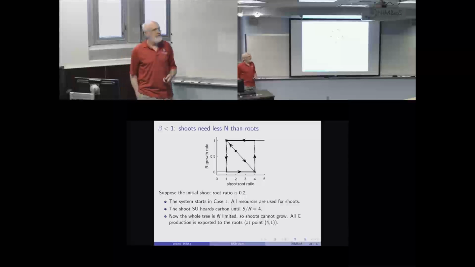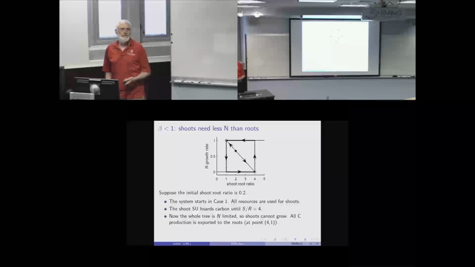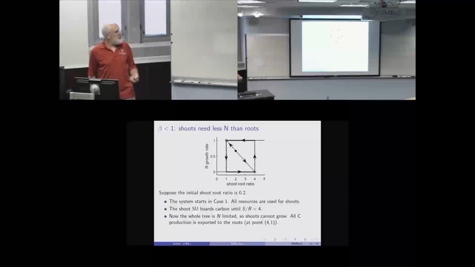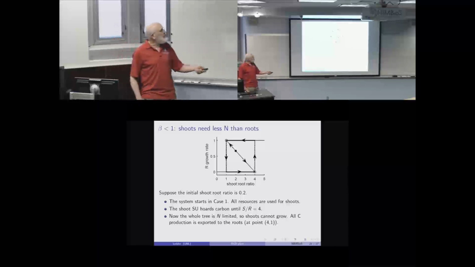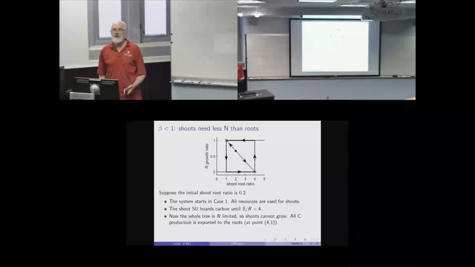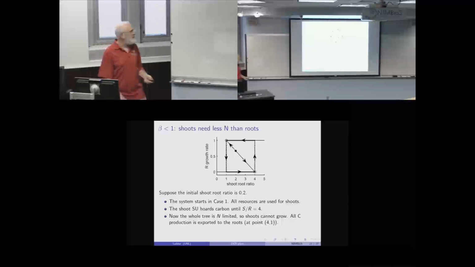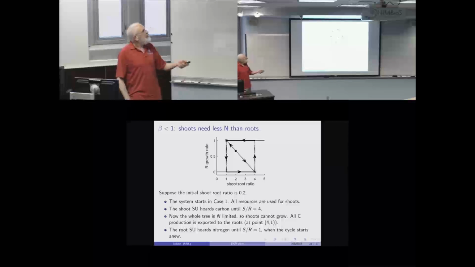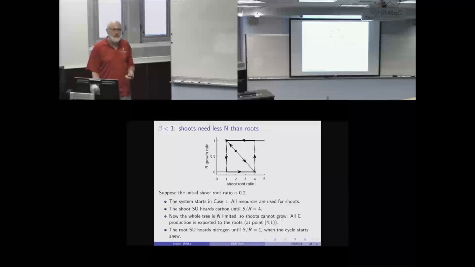Now the whole tree is N-limited, so shoots cannot grow. And so since the shoots can't grow, that means suddenly all of the carbon production gets exported down to the roots. And so control of the tree is now changed. In an instant, control of the tree is passed from the shoots to the roots. Now the roots are controlling the tree, and so we'll suddenly jump from here to here. And now we have the reverse situation. The roots will be using all the nitrogen that they can, and they will do so for as long as they can. They will hoard nitrogen for as long as it's possible to do that, which will be to this point, and then the cycle will start anew.